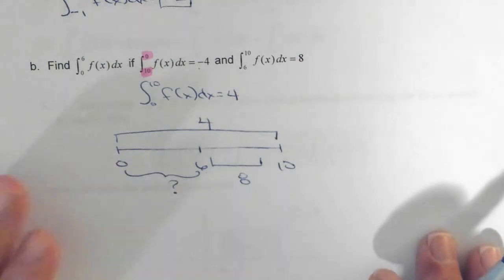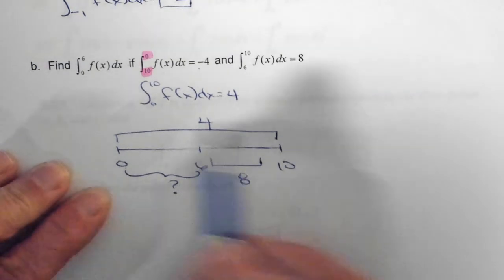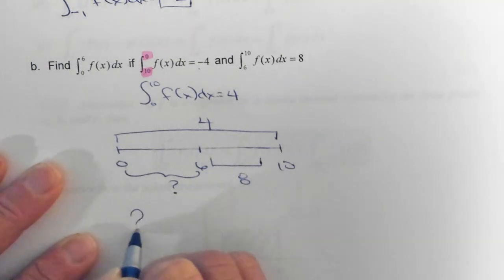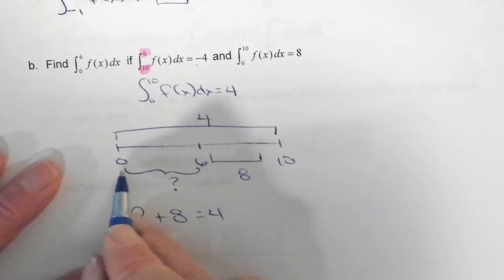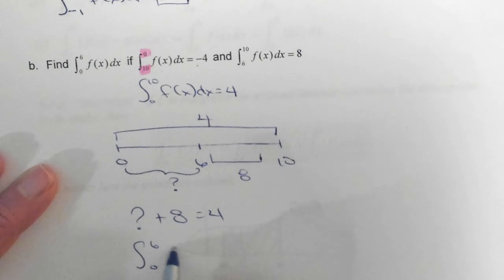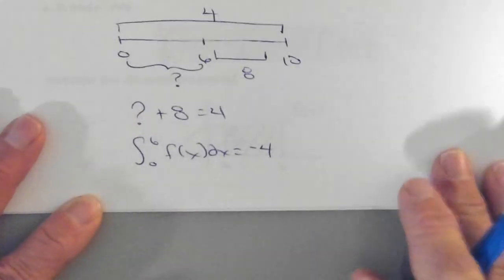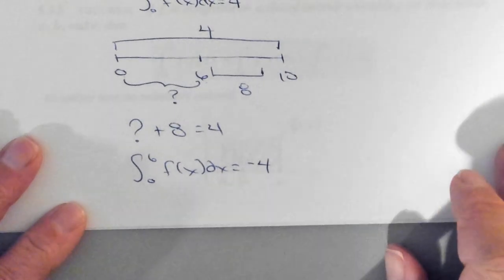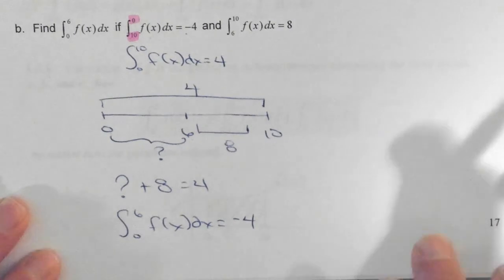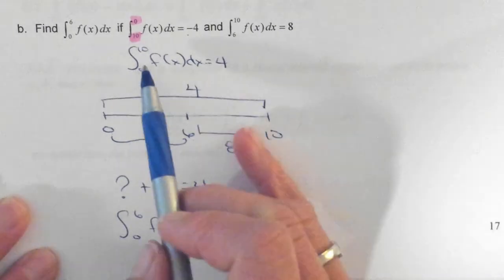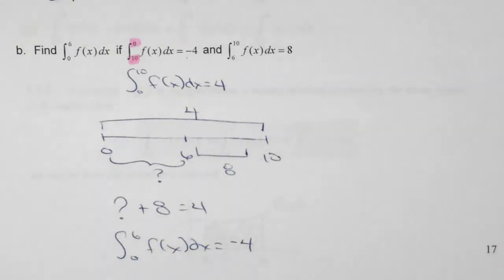Okay, just think about it algebraically. So if we know that this area under the curve plus this area under the curve is equal to this, just say question mark or x. There you go. So that means the area from 0 to 6 of f of x dx is negative 4. What does that mean? Yes, it's below the x-axis. Yes? Why do you have to flip the bounds? Because the bounds always go from smallest to biggest. Okay?